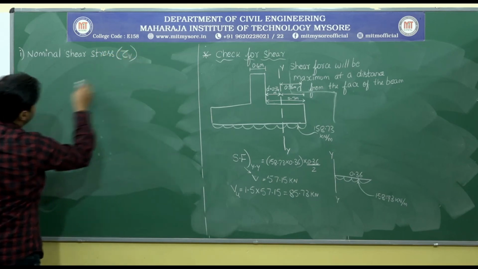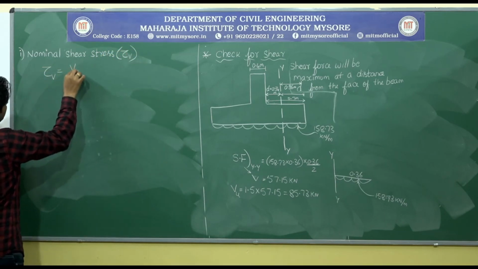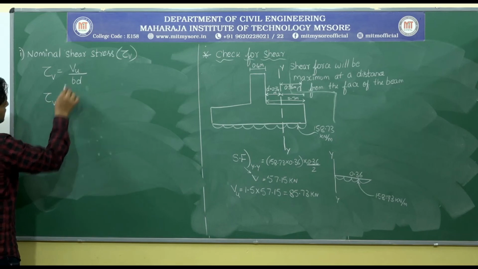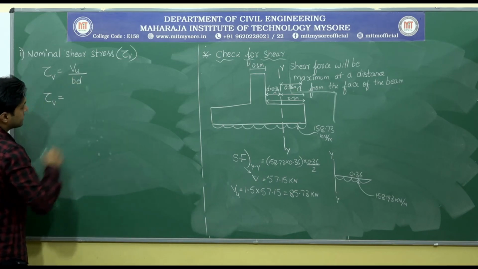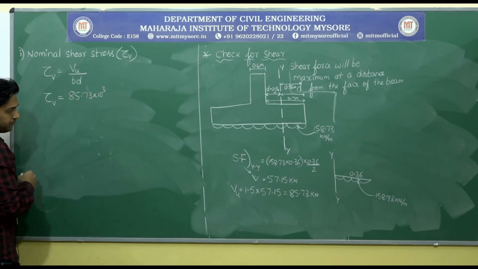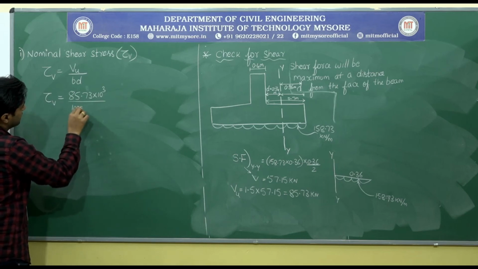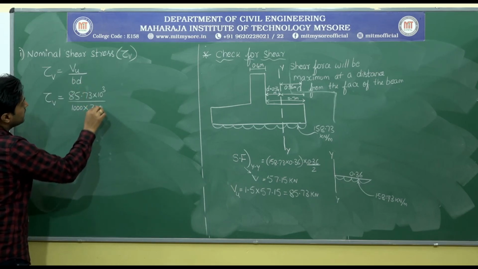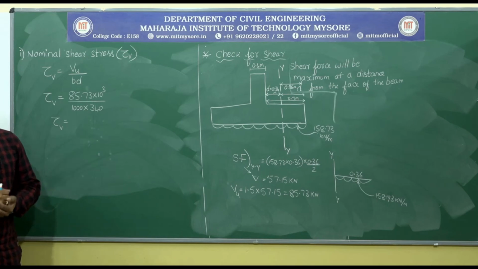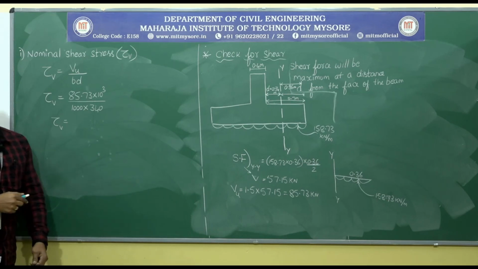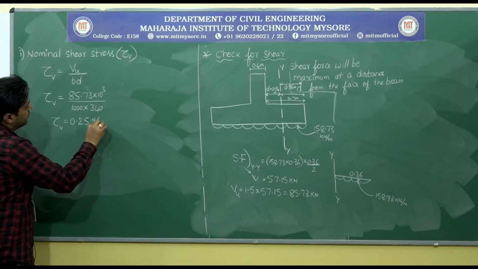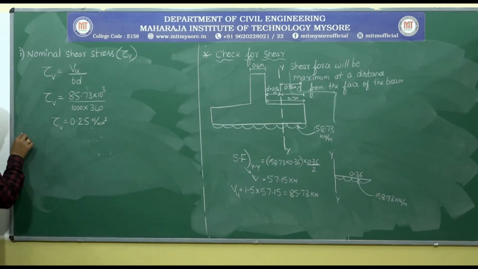That is tau V. So tau V is equal to VU by BD. I know each and every single value, so substitute it. The VU value is 85.73 into 10 power 3, divided by breadth, which is 1000, and the depth value is 340. Whenever we solve this, we get 0.25 Newton per mm square.